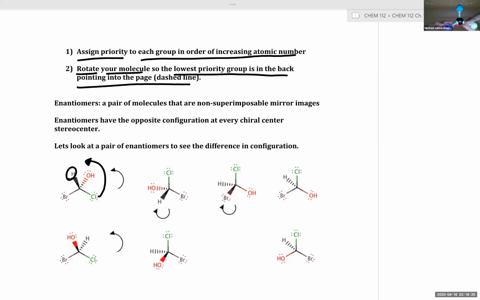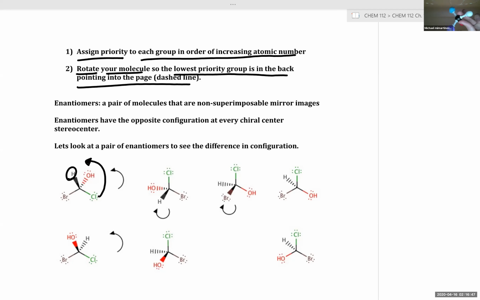Our hydrogen is still in the front, and our oxygen's in the back. So does everyone see how we have chlorine and bromine making this right angle and how our hydrogen's in the front? Can everyone see how from rotation we obtained this structure?